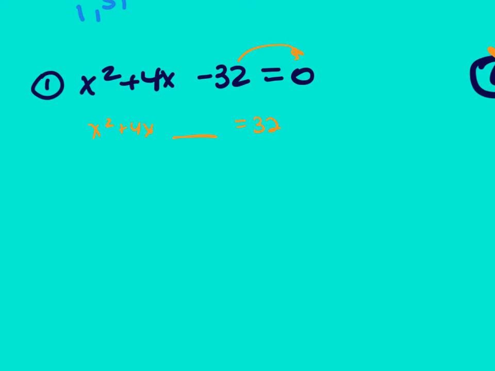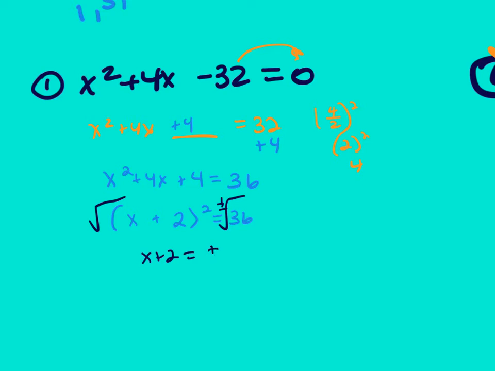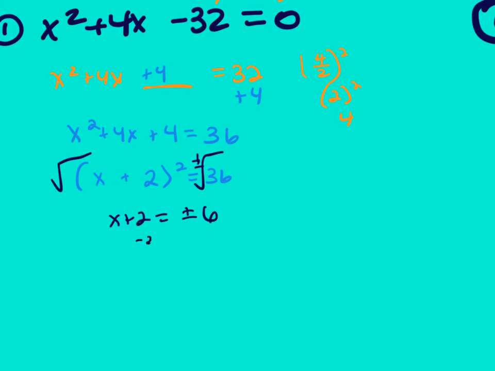Vanessa's questions. So number 1, bump the 32 to the other side. Find this missing term by dividing the 4 by 2 and squaring it. 2 squared is 4. Add that here and here. Factor the left side. Square root of x squared is x. Square root of 4 is 2. Sign from the middle is plus. Square root both sides, putting a plus and minus. Plus and minus 6. And then subtract that 2. And I get x equals -2 plus 6 and -2 minus 6. 4, -8.